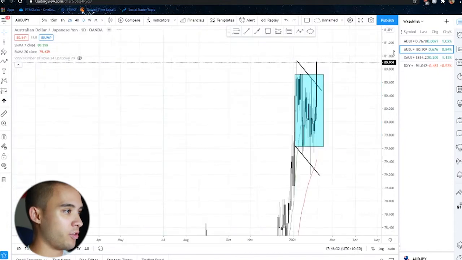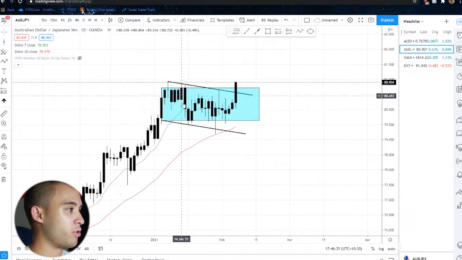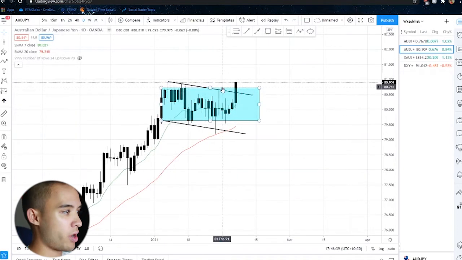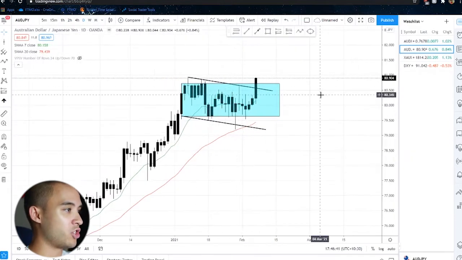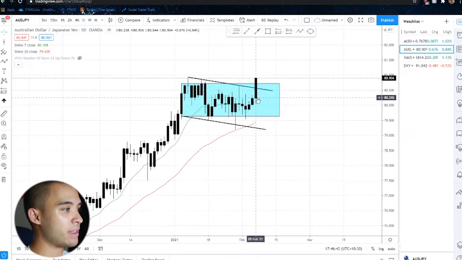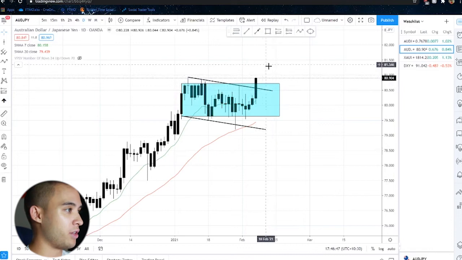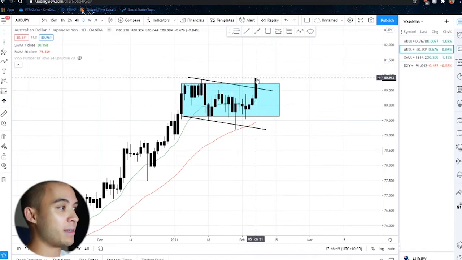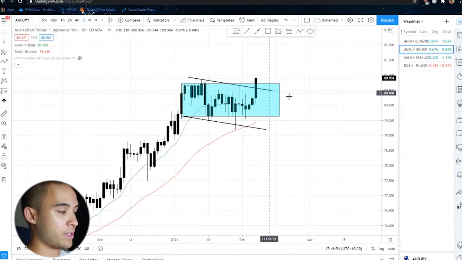stuck in this range on the daily chart. Price could not break out of this consolidation. Now the wicks sort of created this small pattern, like a downwards channel. But what we did see is on the Friday, it was a very bullish day for the Aussie yen. And what happened was price did break out of the consolidation box and this resistance here.